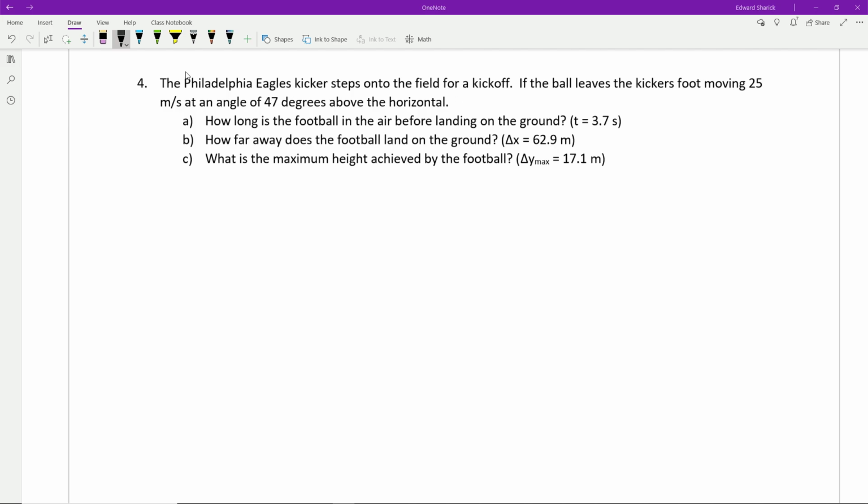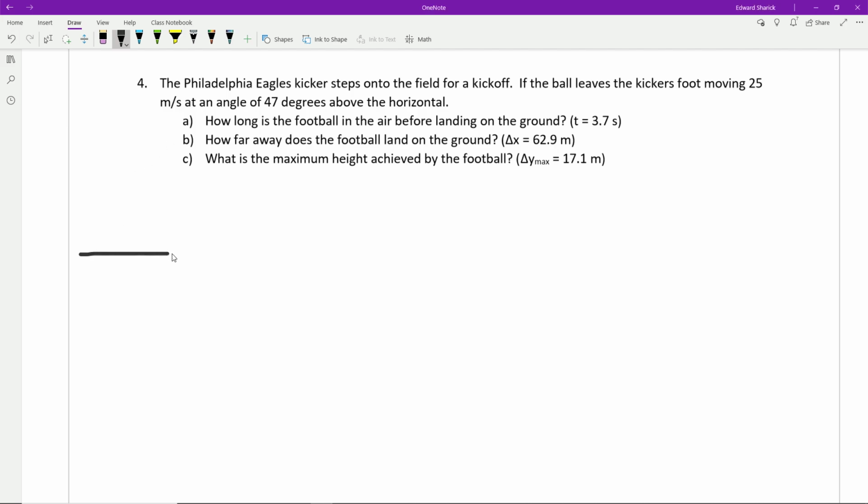that's on a flat surface. So here we have the Eagles kicker steps onto the field for a kickoff. The ball leaves the kicker's foot, moving 25 meters per second at an angle of 47 degrees above the horizontal. And so it asks us for 3 things. How long is the football in the air before landing on the ground? How far away does the football land on the ground? And what is the max height achieved by the football?